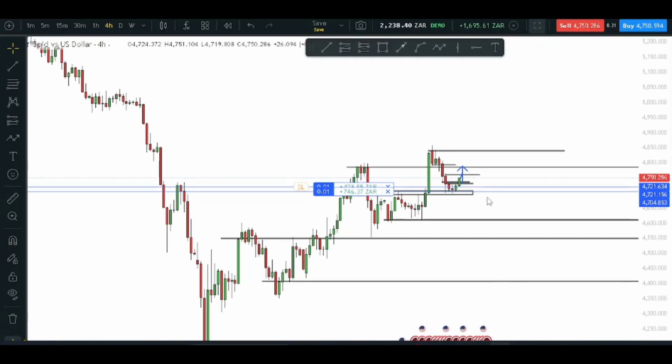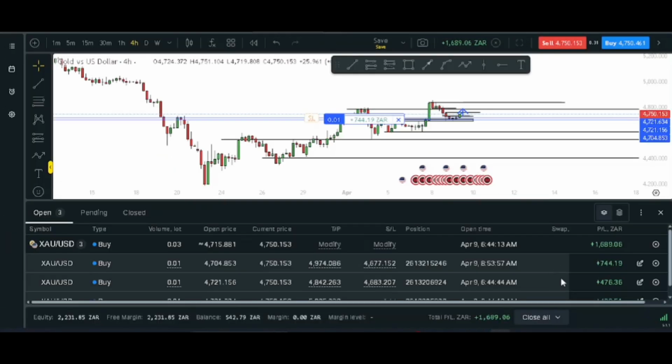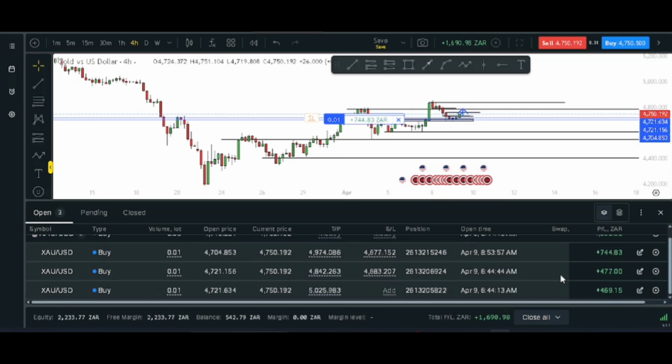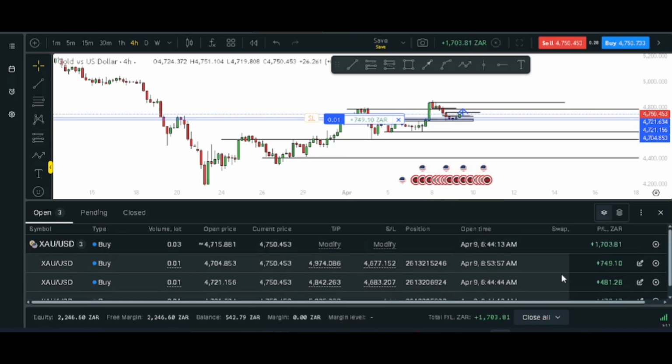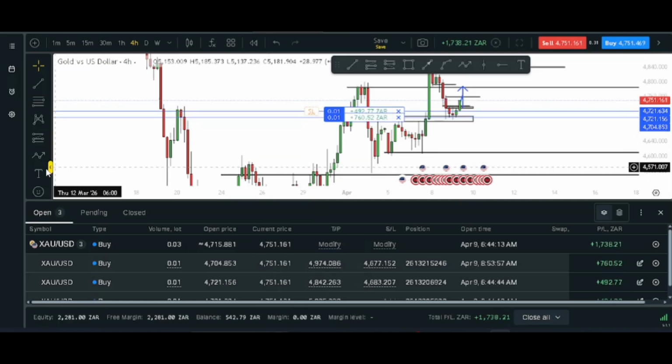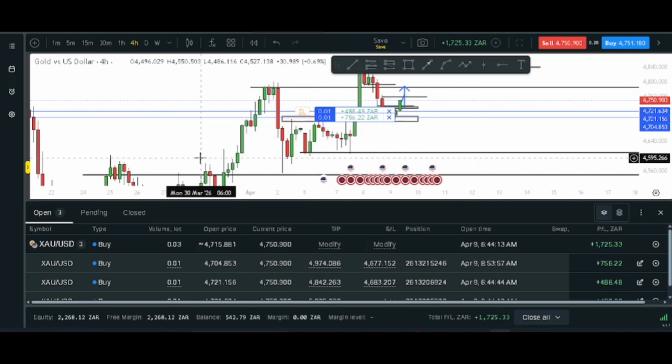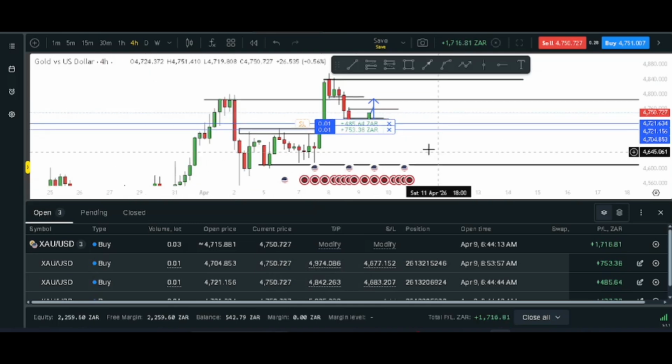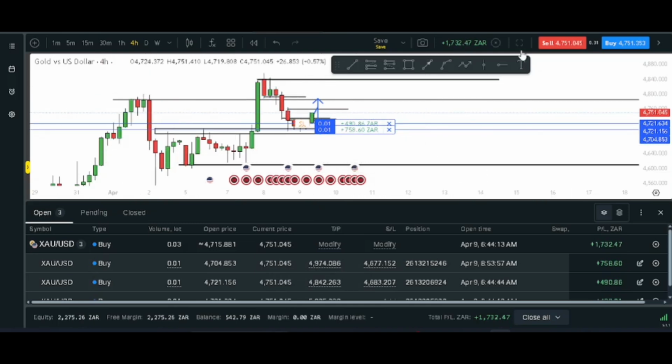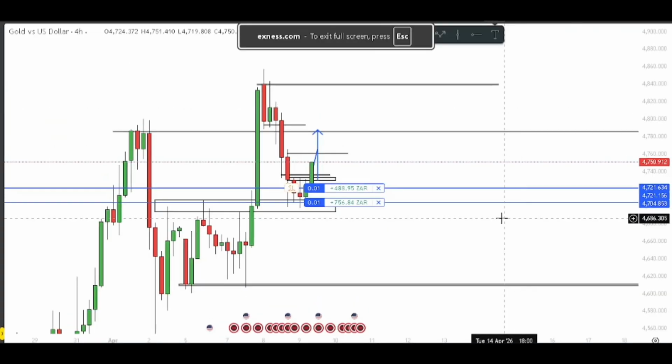So let me just check something. So far, all of my trades total to 1,719 rand. They sometimes fluctuate, but I'm hoping to close with a much bigger amount. At the moment, price is still pushing up, and hopefully it should reach my take profit very soon. But if it does do what I'm expecting it to do, then I'll be looking to add more entries.